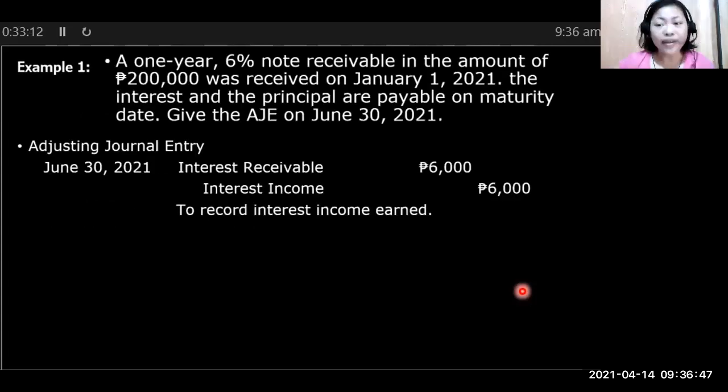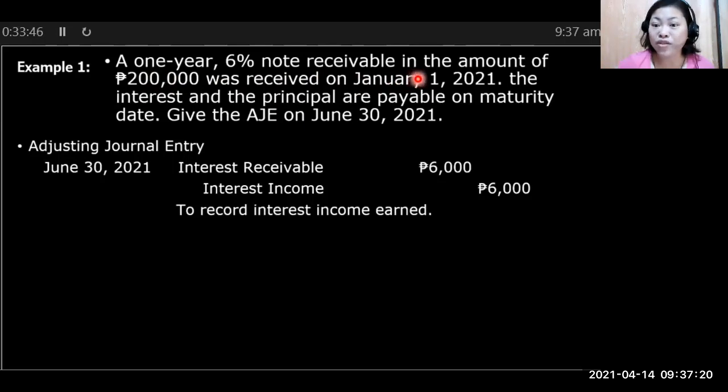A 1-year 6% note receivable in the amount of 200,000 pesos was received on January 1, 2021. The interest and the principal are payable on maturity date. Give the adjusting journal entry on June 30, 2021. Okay, so there is a note receivable with a 6% interest. The amount is 200,000. Okay, and it was received on January 1, 2021.